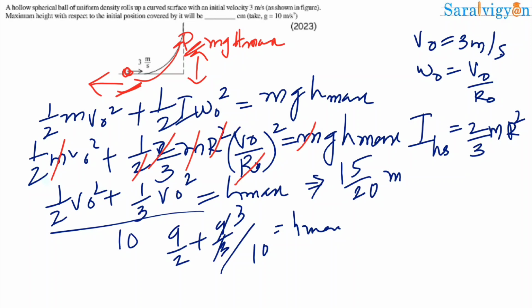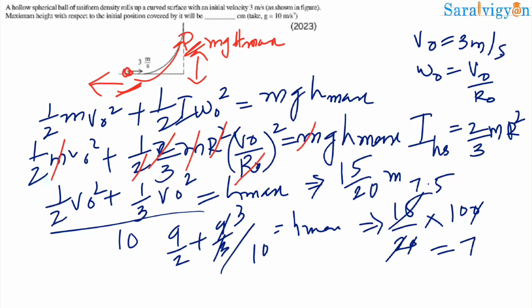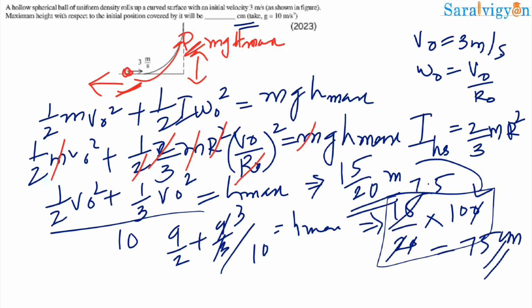Now since we want centimeters, we can multiply by 100, so we'll get 15 by 20 into 100. So now we get 15 by 2, which is 7.5, 7.5 into 10, which is 75 centimeters. We got the answer in meters; to convert into centimeters, since in our question we are asked to answer in centimeters, we multiply by 100 and we get 75 centimeters.